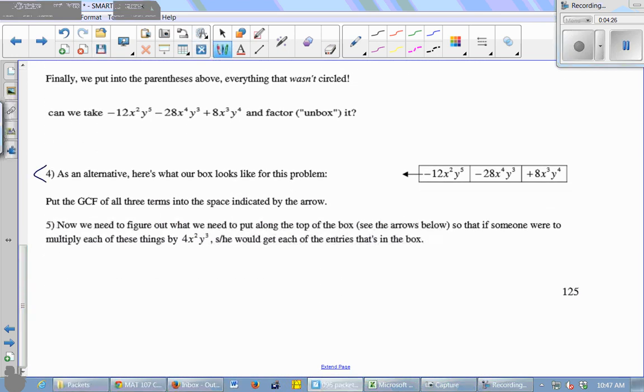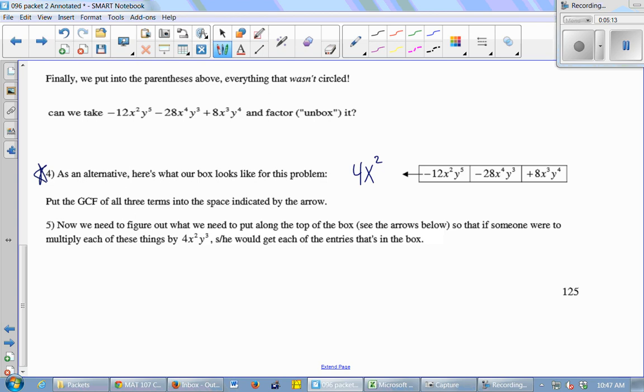All right, skipping down to number 4 here. I'm going to do it with boxes. I put all of the terms of the thing I'm trying to factor in boxes, and then I want to pull out a greatest common factor. First we look at the numbers, negative 12, negative 28, and 8. Are there any numbers that can divide into all 3 of those? 4. Yeah, so I could pull out a 4. Then we look at the x's. I've got an x squared, x to the fourth, x cubed. How many x's do all three of those terms have in common? An x squared. So I'm going to pull out an x squared.